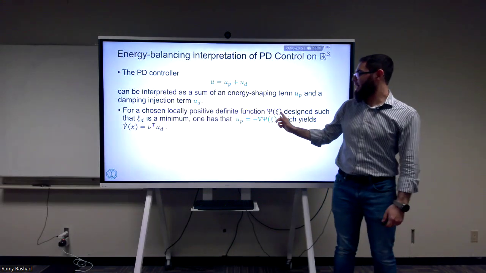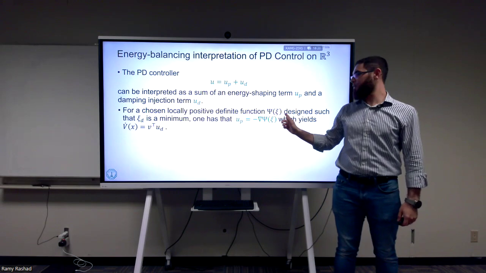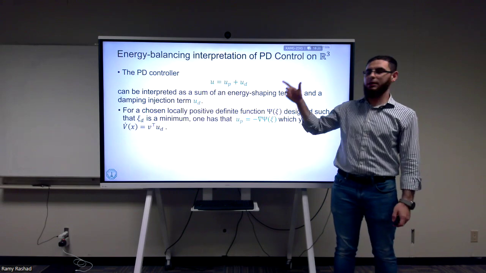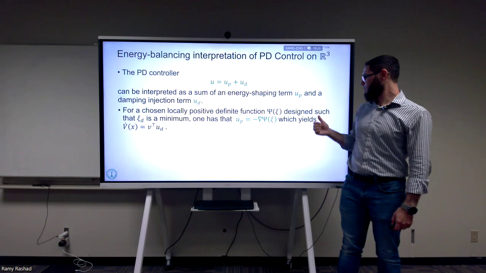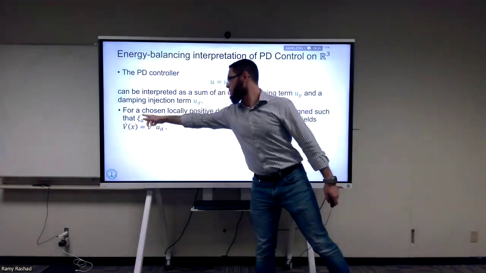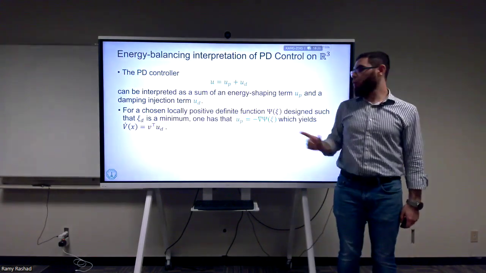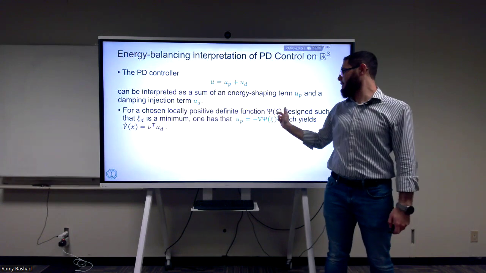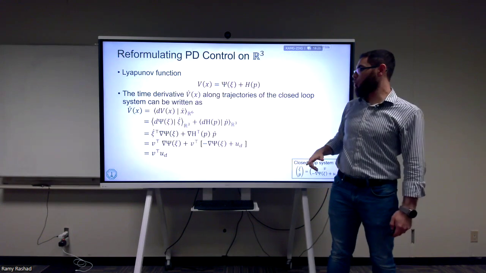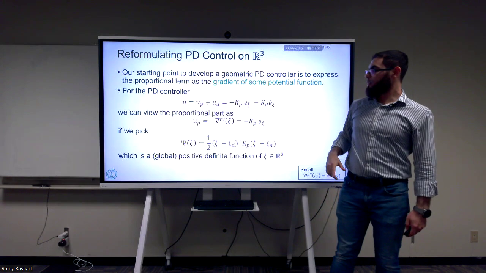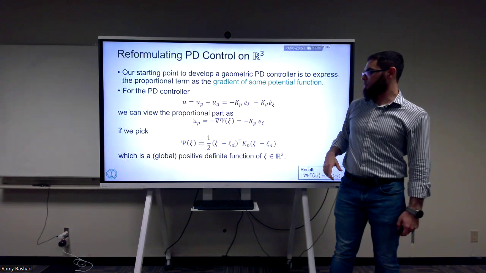Then what you do next is that you choose some locally positive definite function, capital psi of psi, designed such that psi d is a minimum. So we always have to check whether psi d is a minimum of this function or not. Let's go back here. This function that we chose here, where was it? This one.